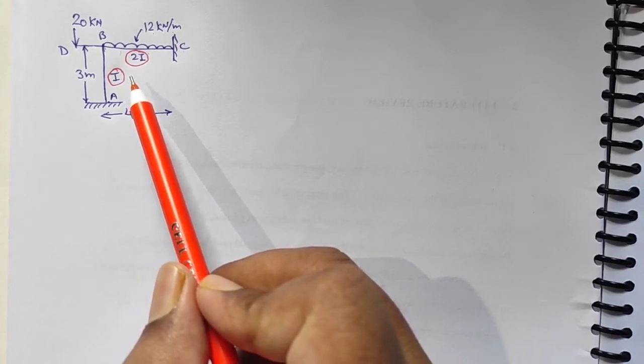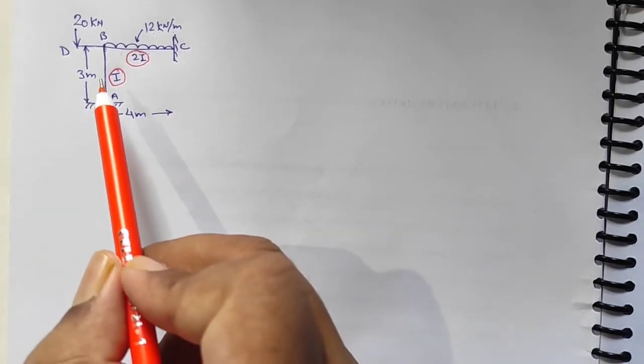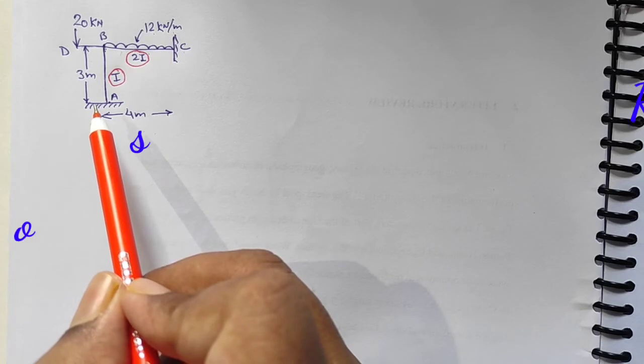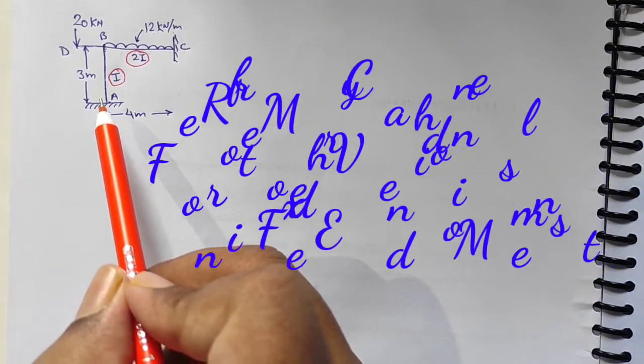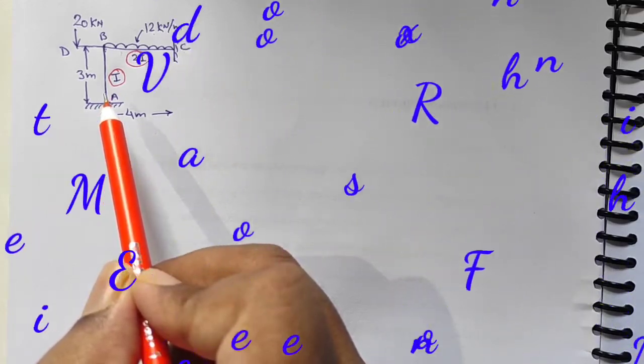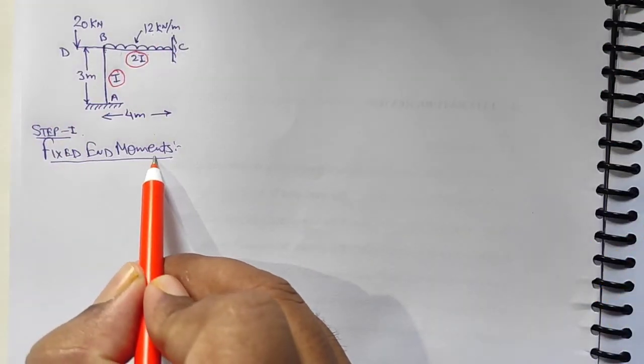So our first step is to find out the fixed end moments, as in the previous videos I have explained how the fixed end moments are found for different types of supports. If you are new in this video, you can refer my previous video for fixed end moments. So our step number 1 is to find out the fixed end moments.